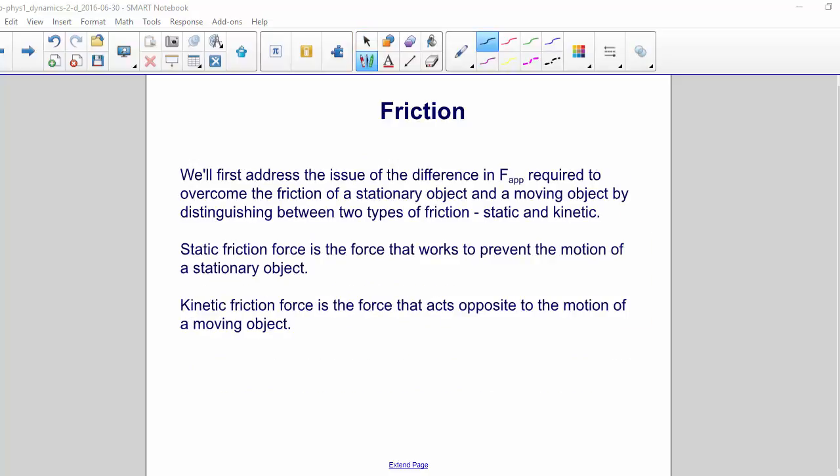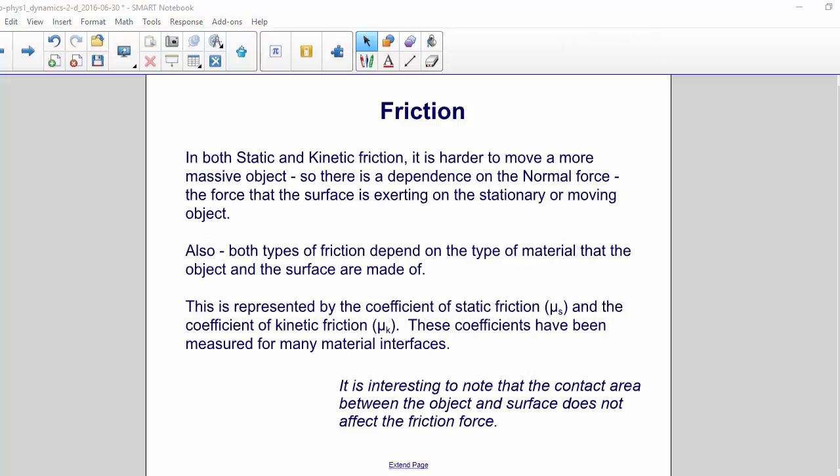So we'll first address the issue of the difference in applied force required to overcome the friction of a stationary object and a moving object by distinguishing between two types of friction, static and kinetic. Static friction force is a force that works to prevent the motion of a stationary object, whereas kinetic friction force is the force that acts to oppose the motion of a moving object.